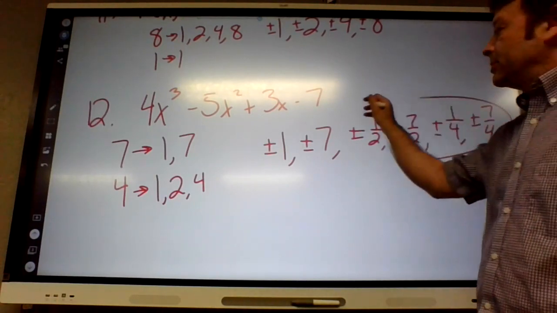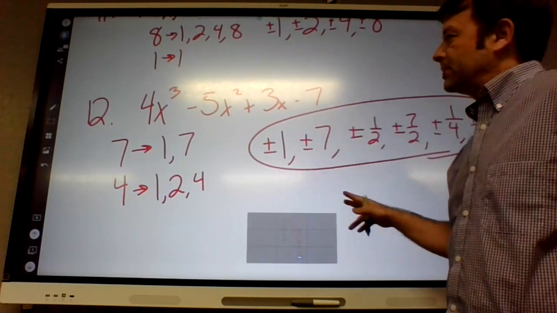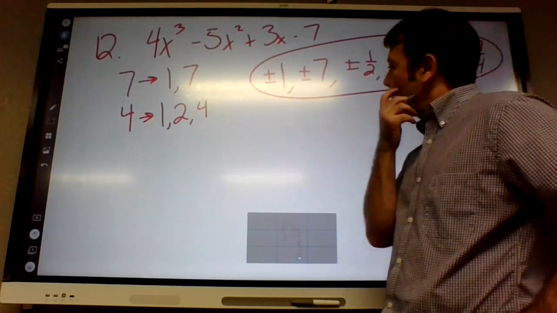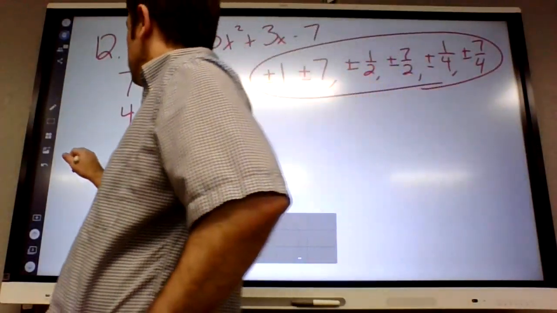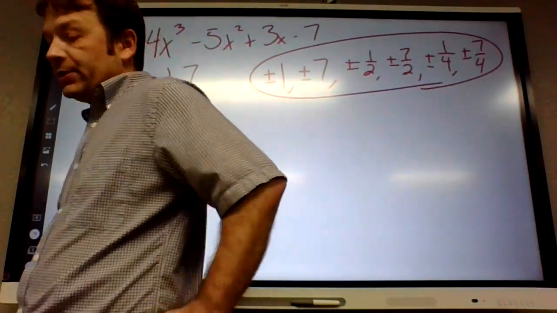So that's all I want on that section, just that part. You don't actually have to figure out what the answers are. Number 13.